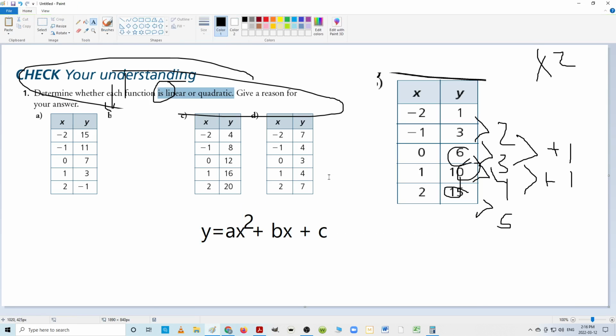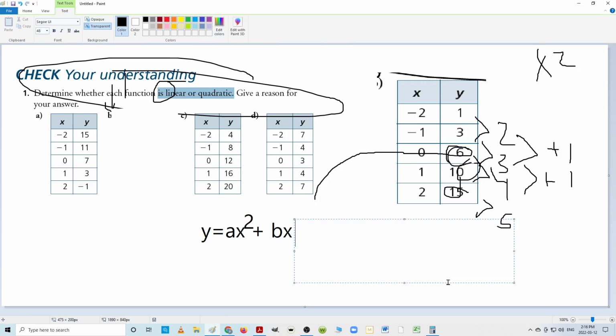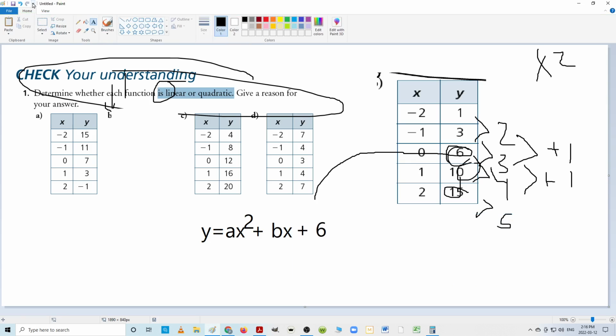But right away, I know that when x is 0, this is going to be my y-intercept, and they happen to give me that. So I can rewrite this last part as plus 6. So far, so good. Now, how would I discover a and b? Well, they give me a bunch of data points. So I'm going to go on to the next data point, which is 1. And even minus 1 would be a good one to use.